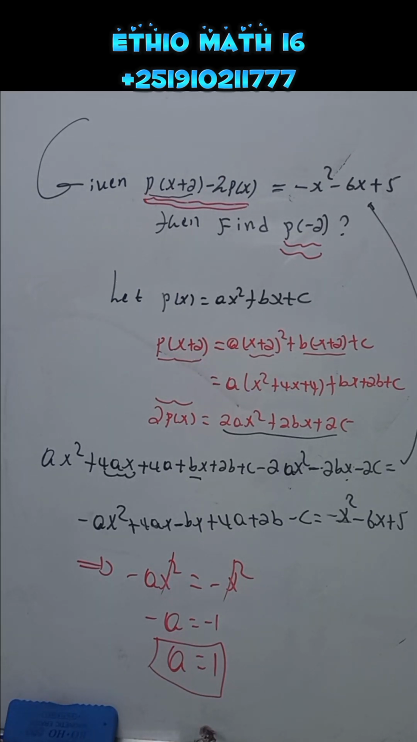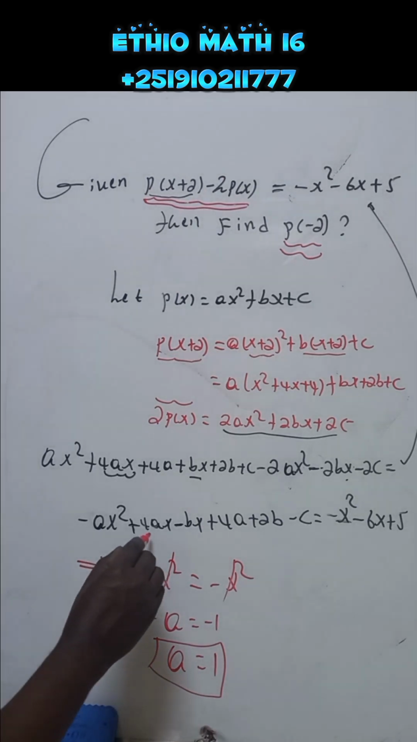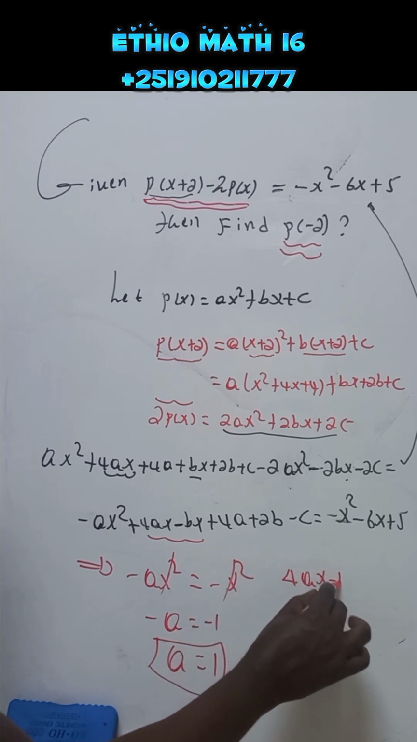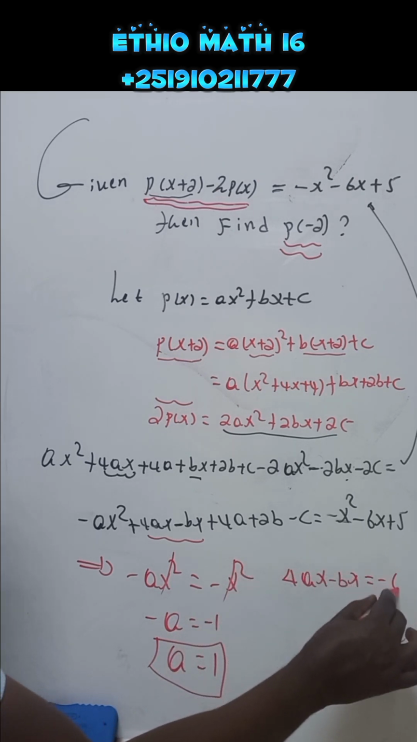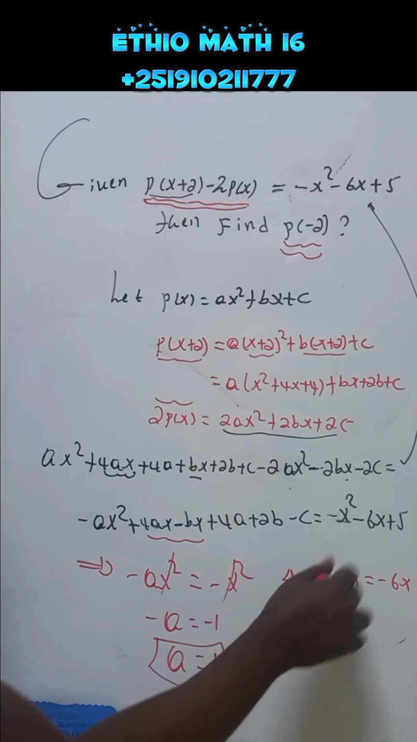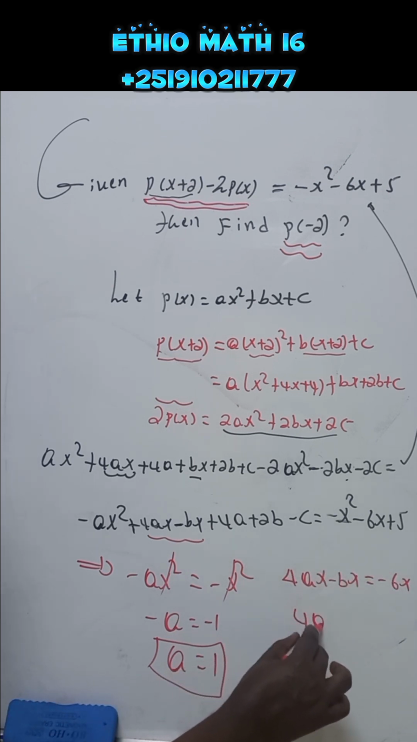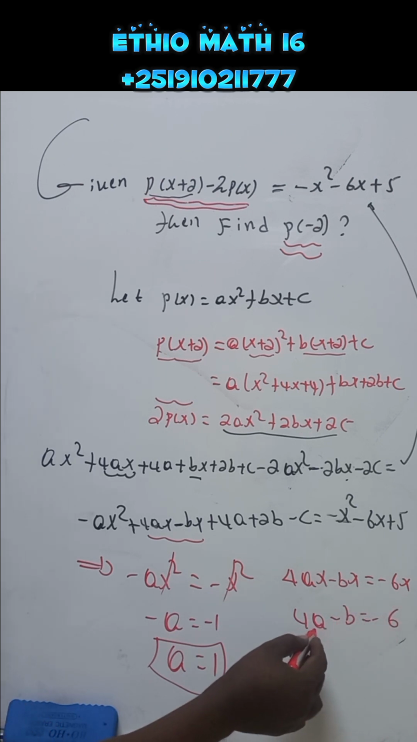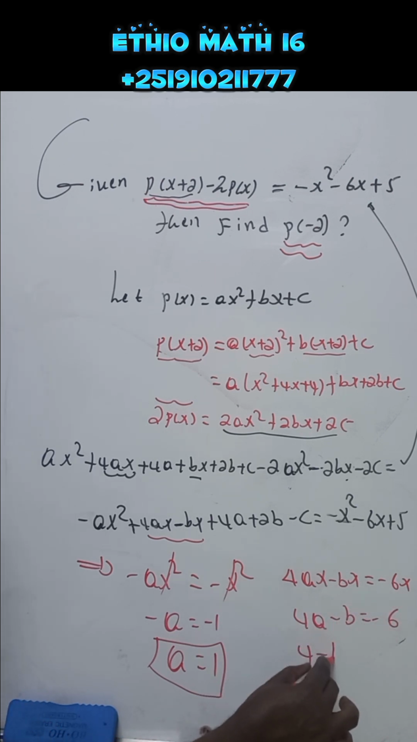Similarly, we can equate this one. For ax minus bx should be minus 6x. So x will be cancelled out in all the cases. For a minus b is equal to minus 6, and a is already 1. So minus b is equal to negative 6. You can move this to the left. Minus b is equal to negative 10, and b is going to be 10.